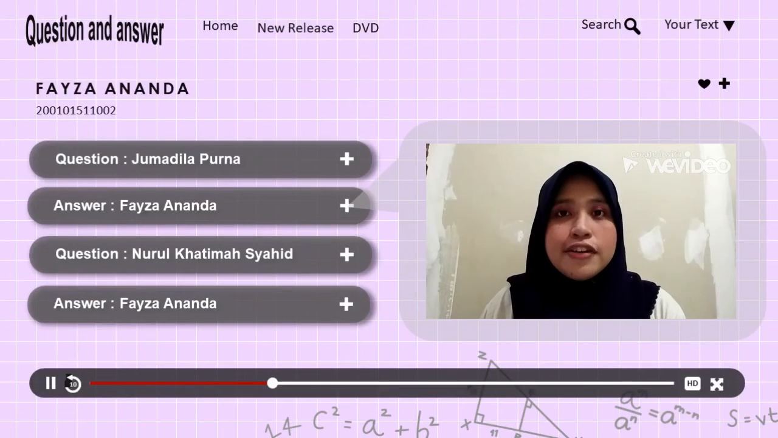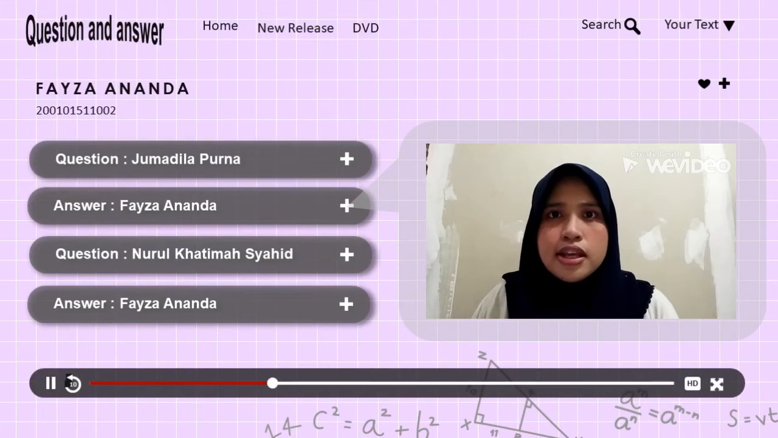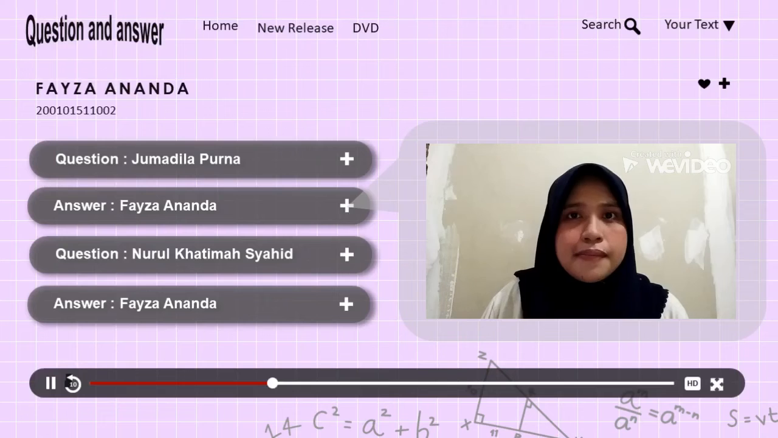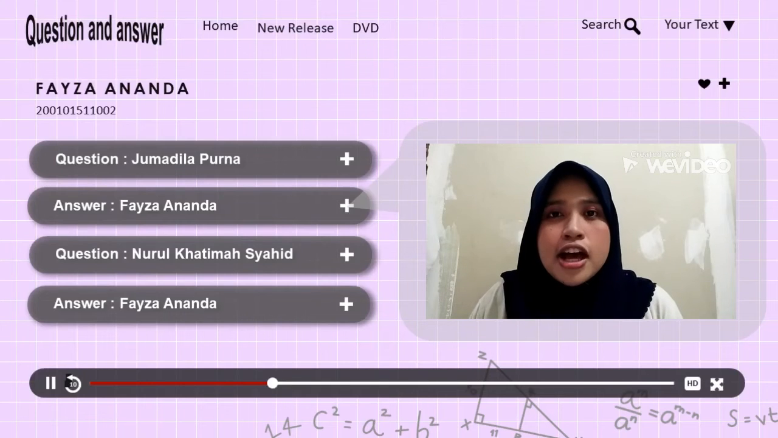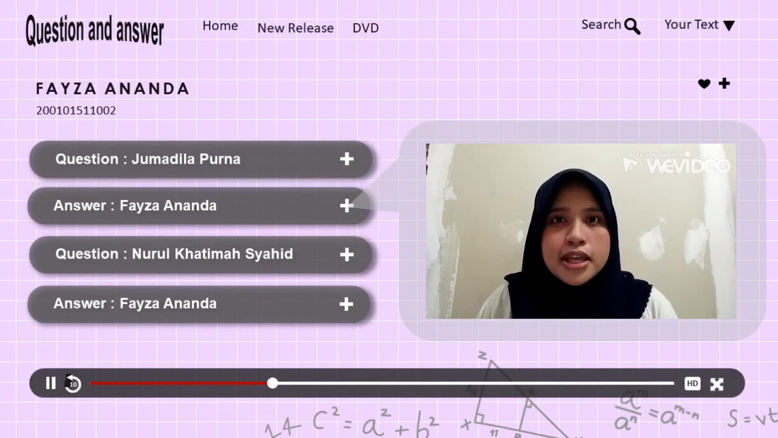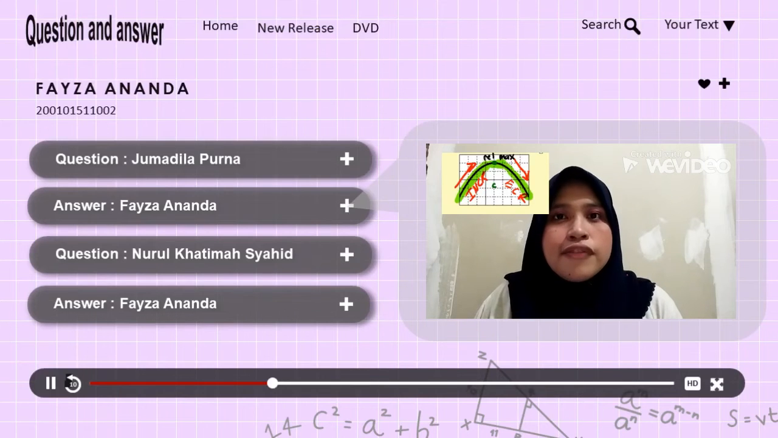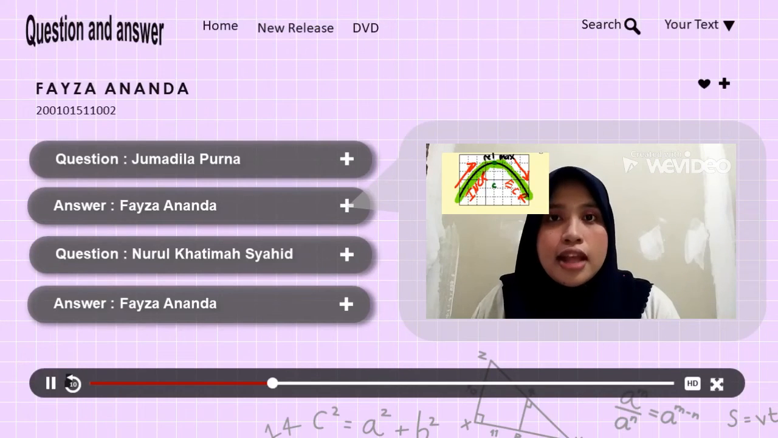Okay, thank you for the question from Jumadila. Relative extrema occur where a function changes from increasing to decreasing or decreasing to increasing. The function will have a relative minimum if, looking at the picture, it changes from decreasing to increasing at x equals c. And the function will have a relative maximum if it changes from increasing to decreasing at x equals c.